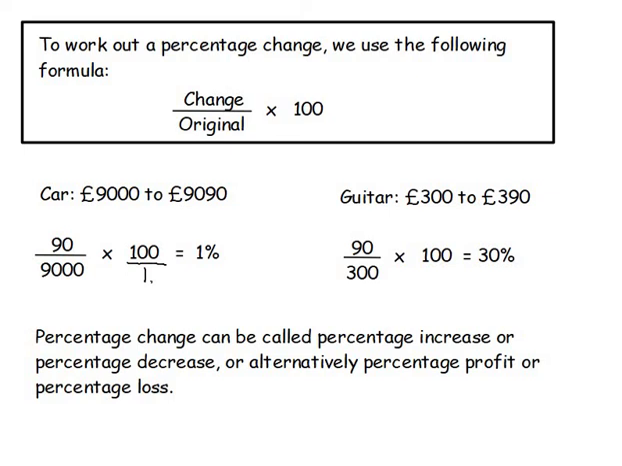With the guitar, the same thing then. The price had gone up by £90, so the change is still 90. The original price for the guitar was 300, and we times it by 100. So you can see this percentage change is much larger at 30%. So we knew it was more significant, and it can be shown through a percentage change.